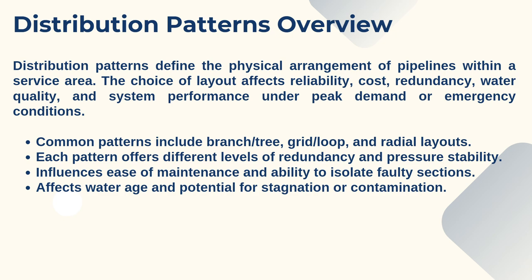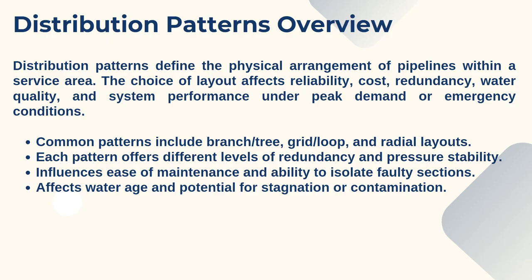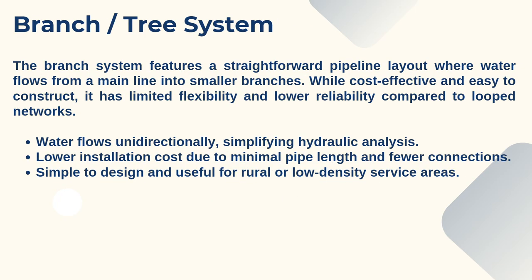Next is about the distribution pattern overview. Distribution patterns define the physical arrangement of the pipeline within a service area, and the choice of layout affects reliability, cost, redundancy, water quality, and also system performance under peak demand or emergency conditions. Common patterns include the branch, tree, grid loop, and radial layouts. Each pattern offers a different level of redundancy and pressure stability, and influences ease of maintenance and ability to isolate faulty sections, and also the effect on water age and potential for stagnation or contamination.